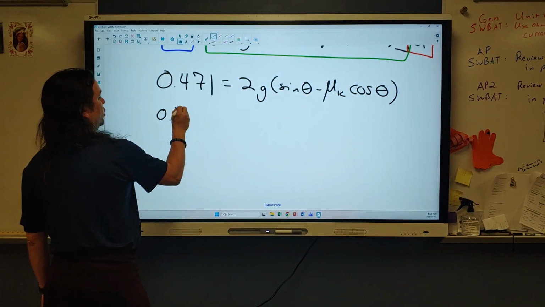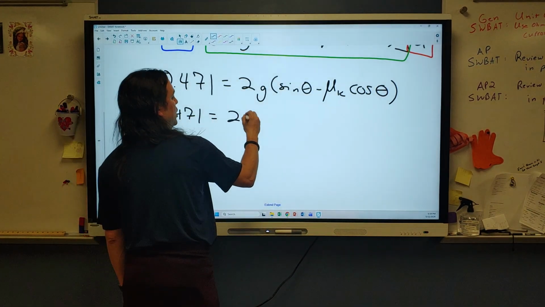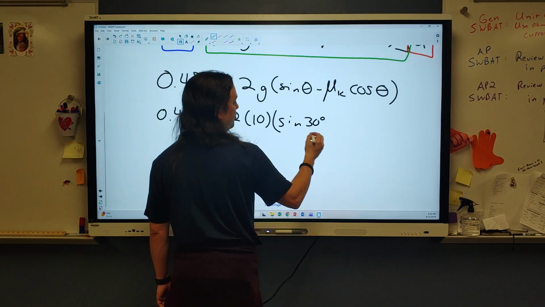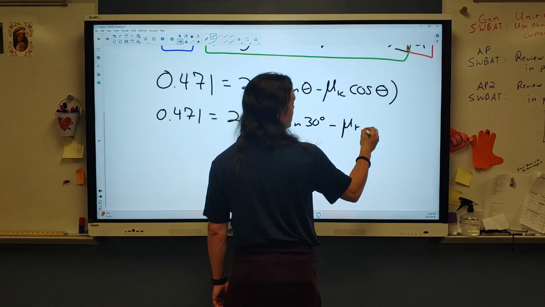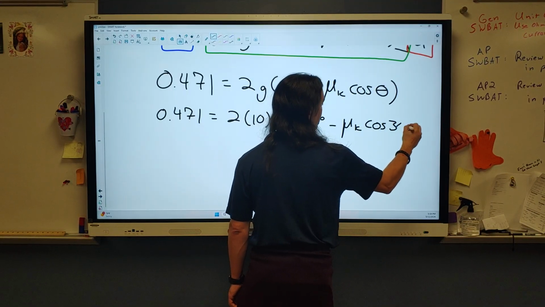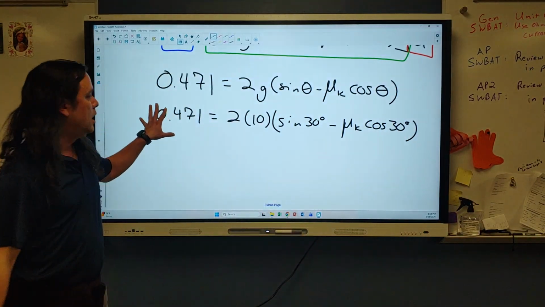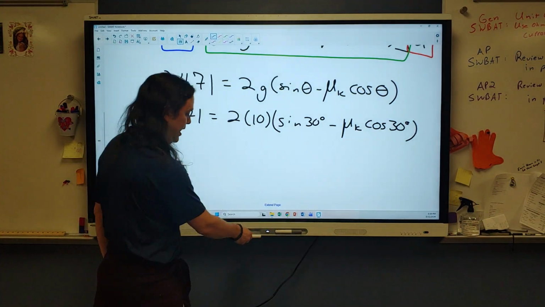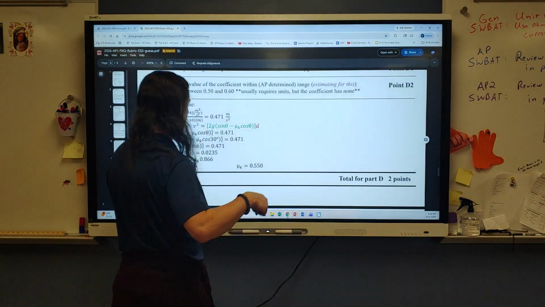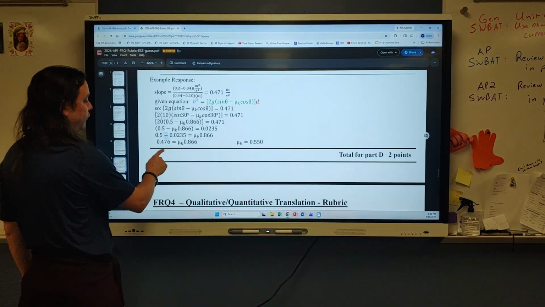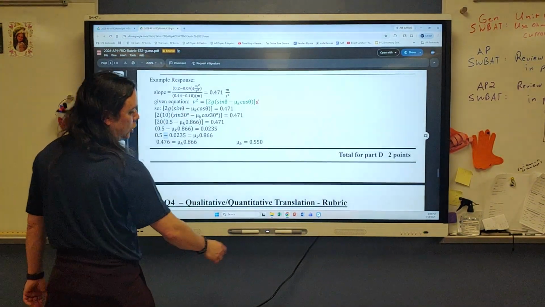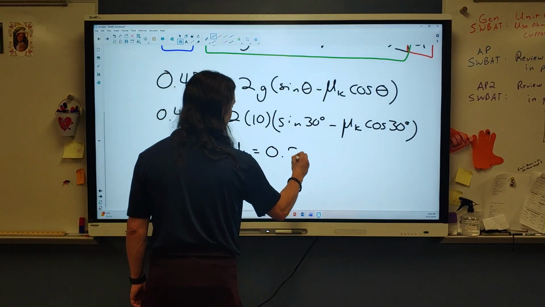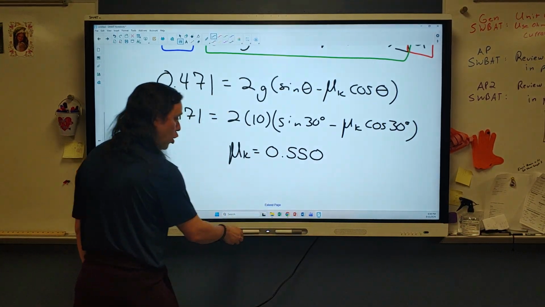Okay, well with this, here's where we have to remember that they gave us some numbers. 2 times 10 times sine of 30 degrees, and I can plug that into my calculator, minus mu sub k times cosine of 30 degrees. In this case, I've got an equation with a bunch of numbers, and the only thing I do not know is mu sub k. In my grading rubric, once again linked down below, hopefully, I solve for it, and when you go through and actually finish solving, I got that mu sub k comes out to about 0.550. No units.